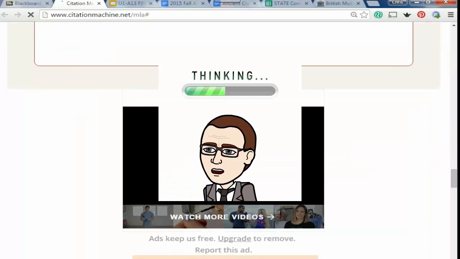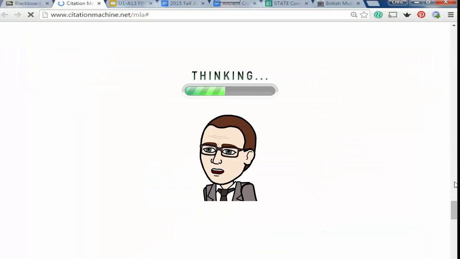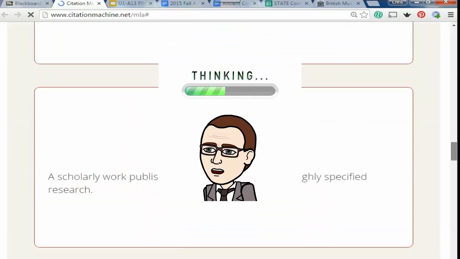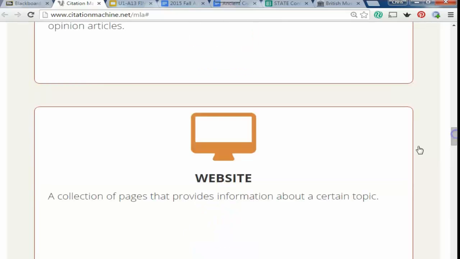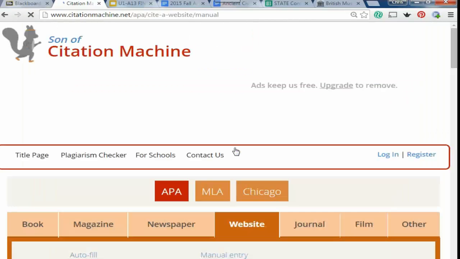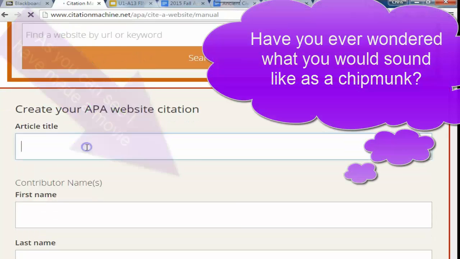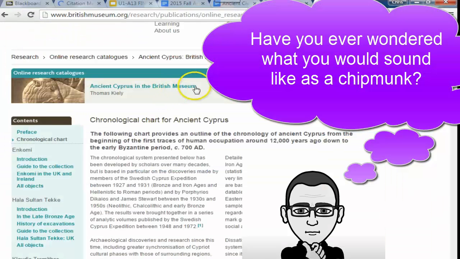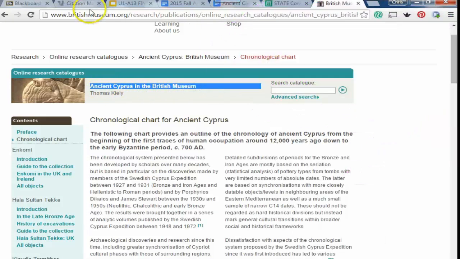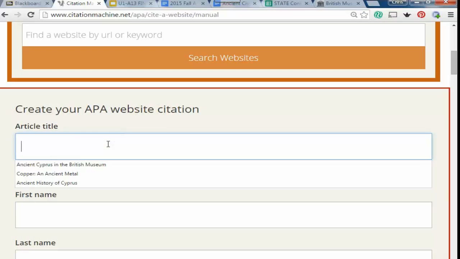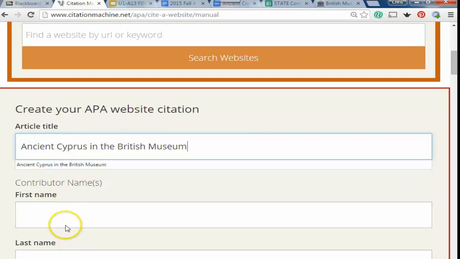But what you're going to want to do is pick MLA, and we're citing a website. So there's website. And you're going to want to go in and fill in the blanks. The nice thing about this is that you can copy, Control C, Control V, boom, there it is.